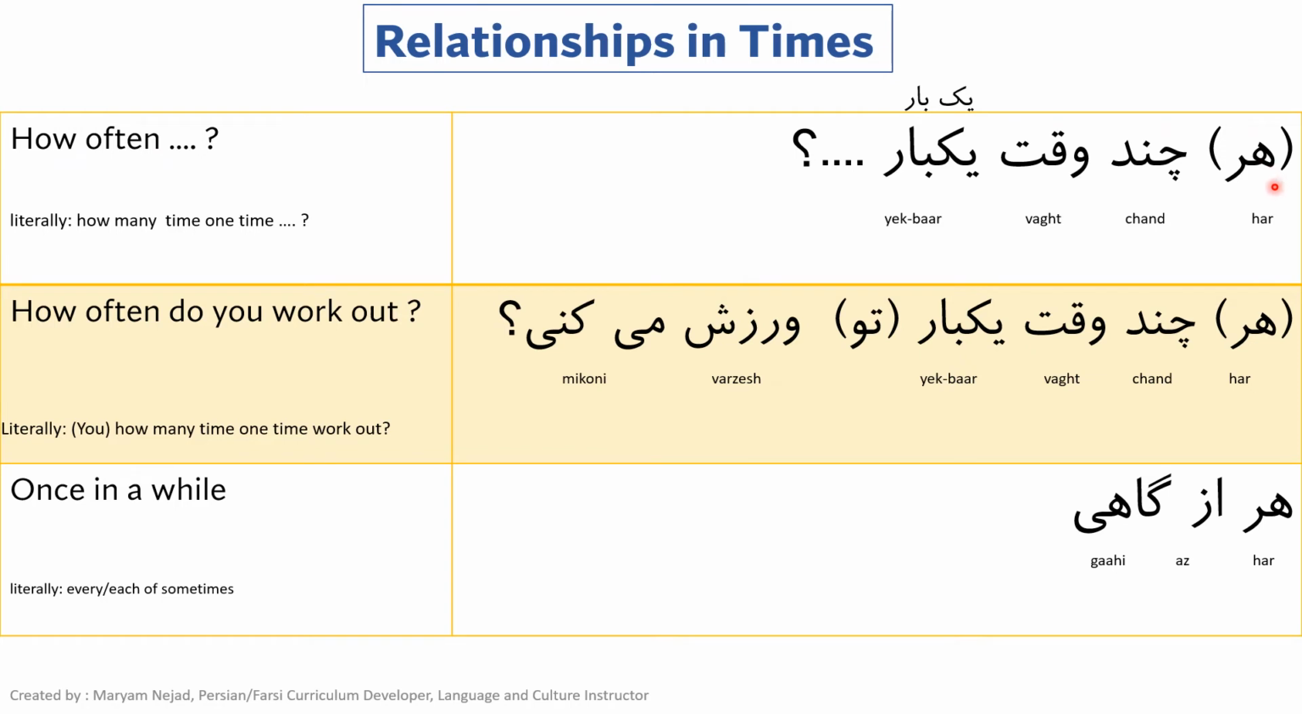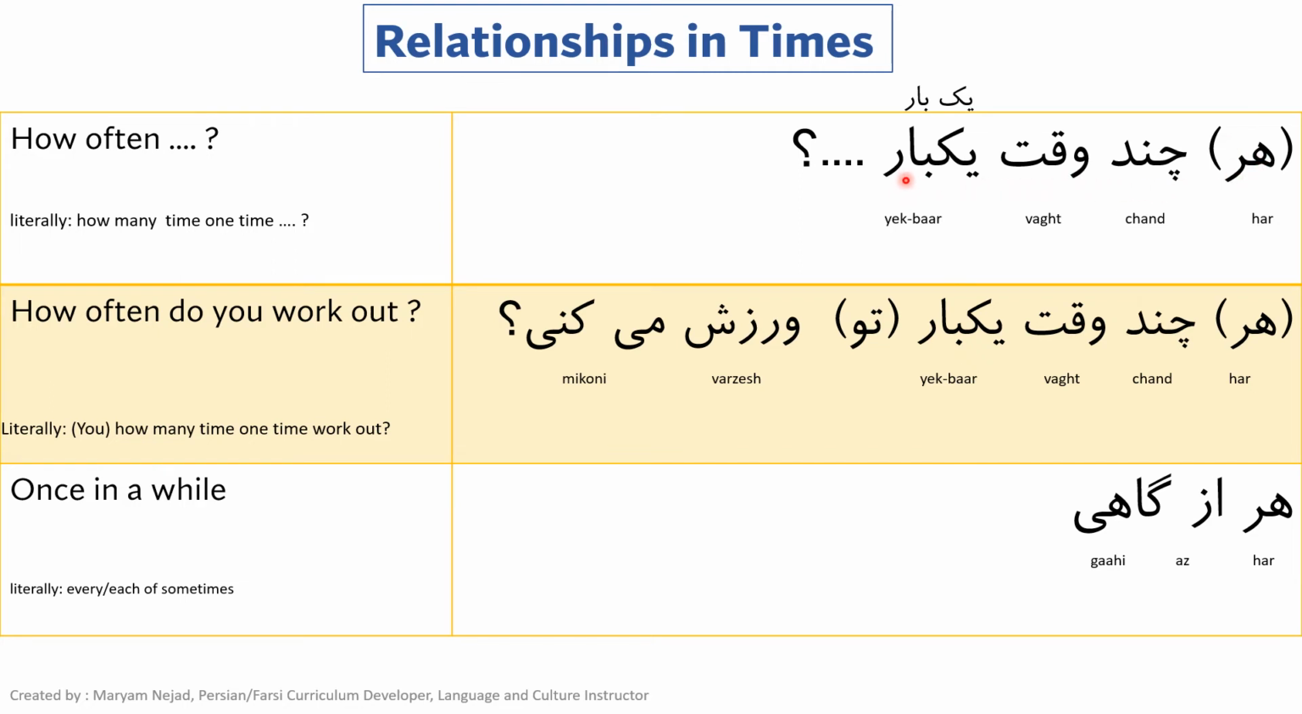On the right side, you see a phrase, هر چند وقت یک بار. One more time, هر چند وقت یک بار. Har here is in a bracket because we don't have to say it specifically. We can also ask چند وقت یک بار. So what does it mean literally? It means how many times, one time. So چند here is how many, وقت is time, and then یک بار means one time. So how many times, one time?